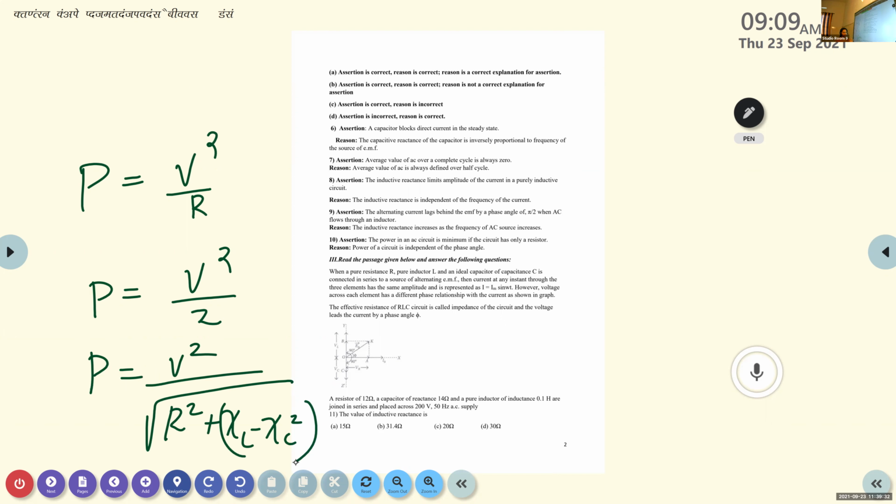The power of the circuit when all the three components are present. We know that according to this equation, power is inversely proportional to resistance. Whenever the resistance offered by the circuit increases, the power generated in the circuit will decrease. So what do you think in the present case? P is equal to V square by root of R square plus (XL minus XC) the whole square. Imagine resistor, inductor, and capacitor are all present in a circuit. They offer their own resistance. Then what about the power generated in the circuit? Does it increase or decrease?